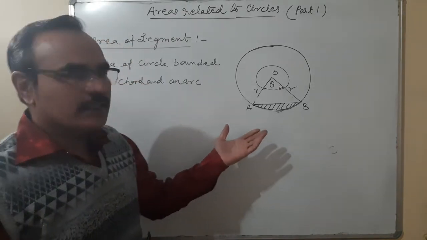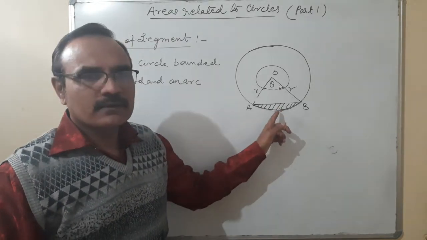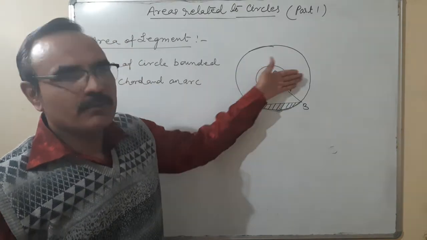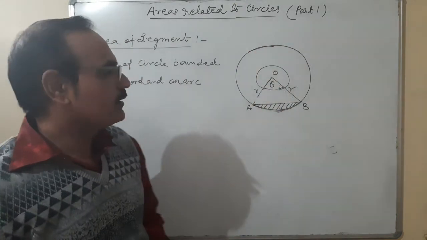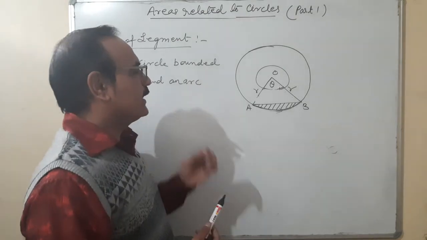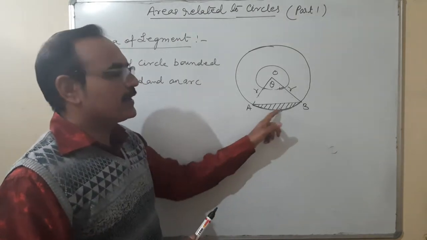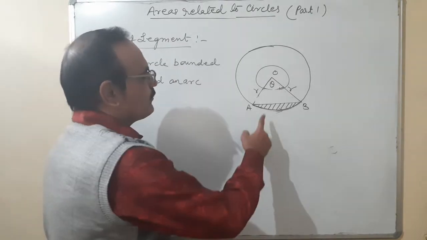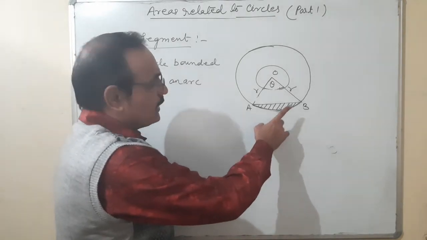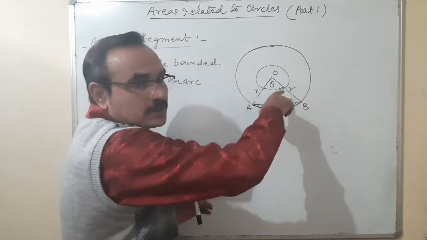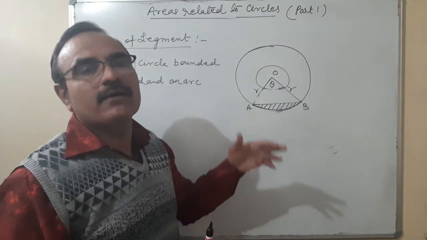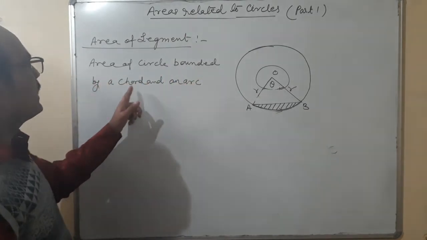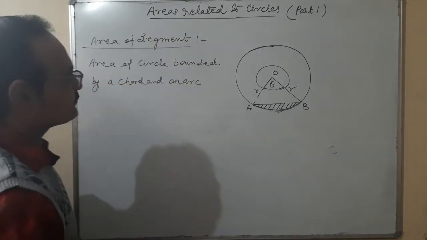Okay. Here again the same thing. This is the minor arc, so it is a minor segment, and the remaining portion is a major segment. Suppose when we are going to find the area of minor segment, simply we can find it. When we are going to find the area of major segment, we'll find the area of minor segment, which is to be subtracted from area of circle. Then the remaining part will be the area of major segment. Okay. So area of circle bounded by a chord and an arc.